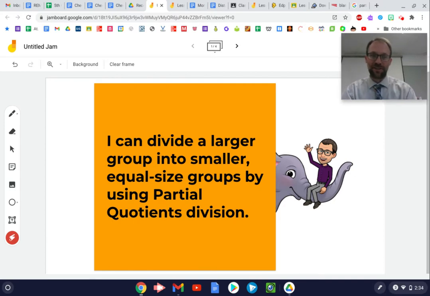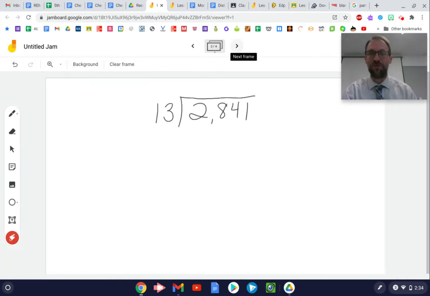Our learning target: I can divide a larger group into smaller equal-sized groups by using partial quotients division. I hope that sounds familiar at this point. Let's get started with a couple review practice problems. Today we're going to look at some problems with larger numbers.